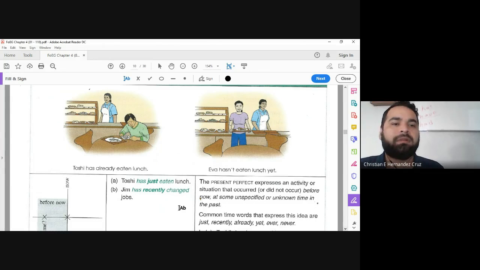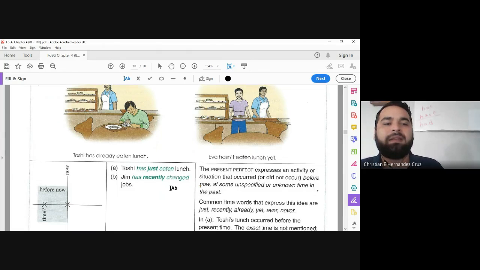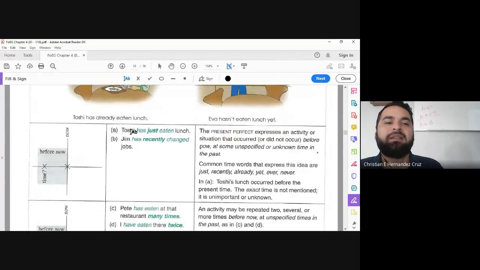So in this rendering, this drawing, Toshi has already eaten lunch. And you can see this kid, he just finished eating his lunch. And Eva, she's about to eat her lunch. So you could say that Eva hasn't eaten lunch yet. So we have those 2 sentences here in A and B. The first one is A. Toshi has just eaten lunch. Okay? It's taking place now, and then it had started before now at a time that is not specified.